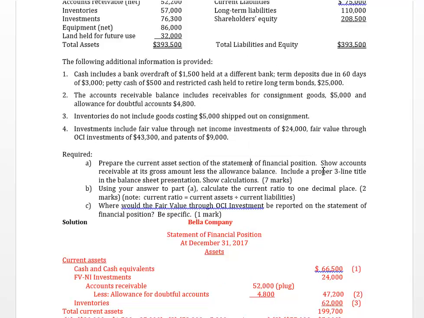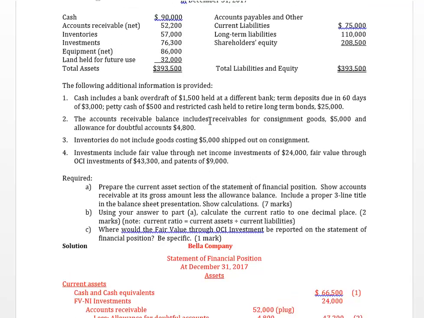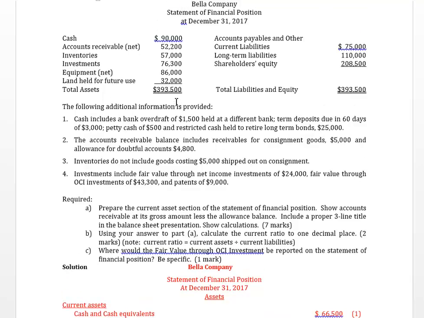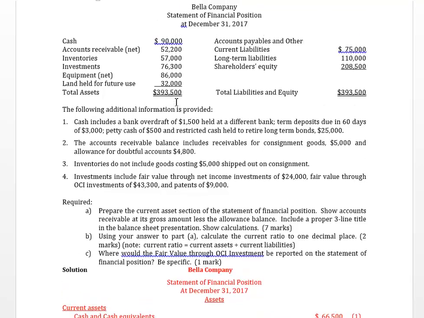of financial position. Now, before we go on and look at that preparation, let's look at the additional information, just as you might have done it when you saw the quiz, and think about where it might go and how it might impact the numbers up here at the top. So we said that the cash account here, $90,000, includes an overdraft of $1,500 held at a different bank.